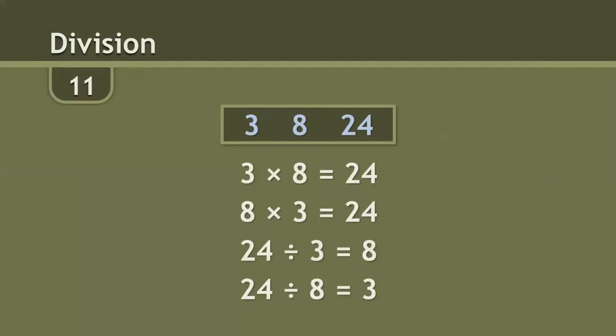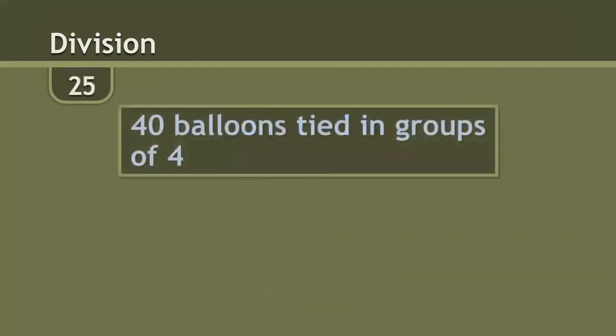This is a fact family because you can use the commutative property and you can move your factors around, 3 times 8 or 8 times 3, and get the same product. You can also use your dividend and your divisors and get your quotients, and you can swap them around as well. So 3, 8, and 24 are part of a fact family.